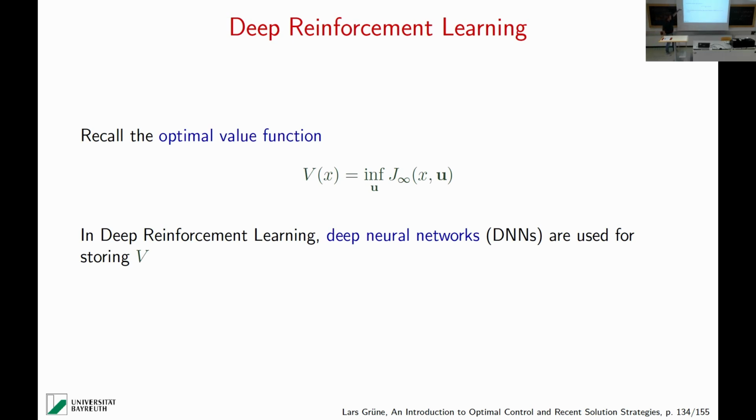So, what you do in deep reinforcement learning, you use deep neural networks for storing the optimal value function in the hope that you can store good approximations also for high-dimensional state x, right? Which you can't with the usual methods. And as I said, you can do the same for Q, but I'm not going into detail.